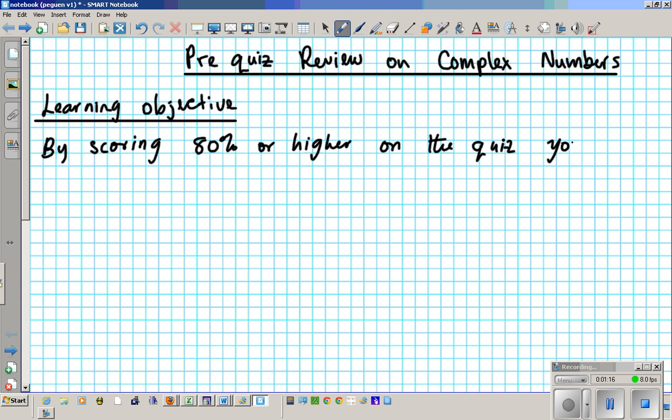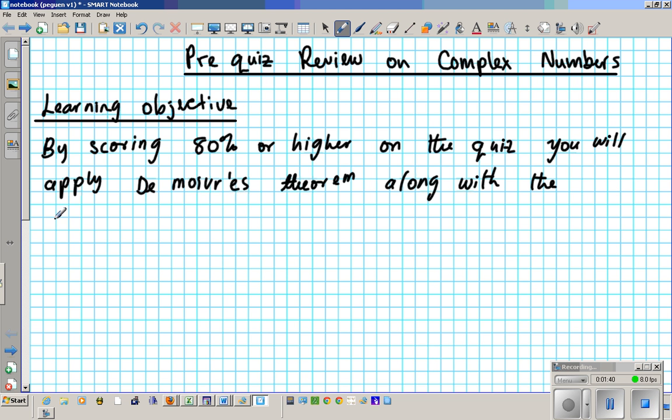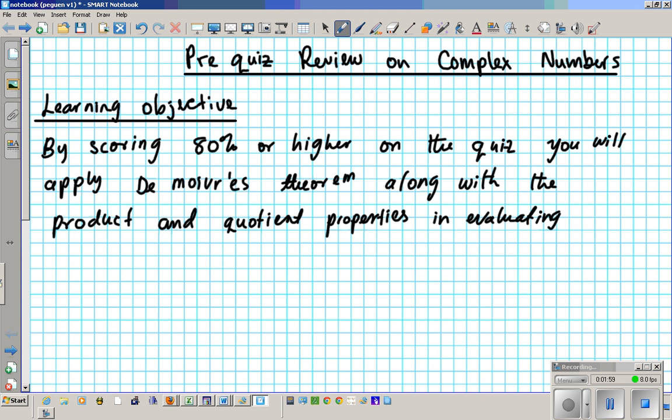you will apply De Moivre's theorem along with the product and quotient properties in evaluating complex numbers.